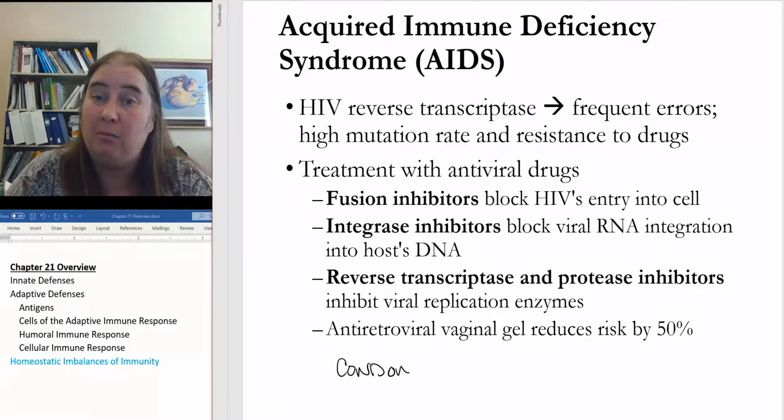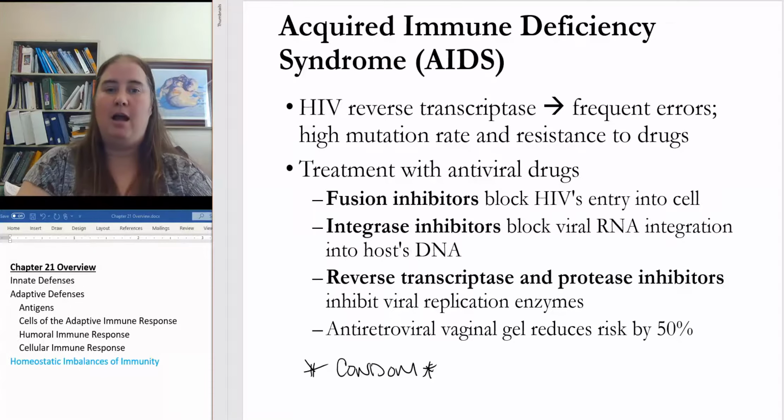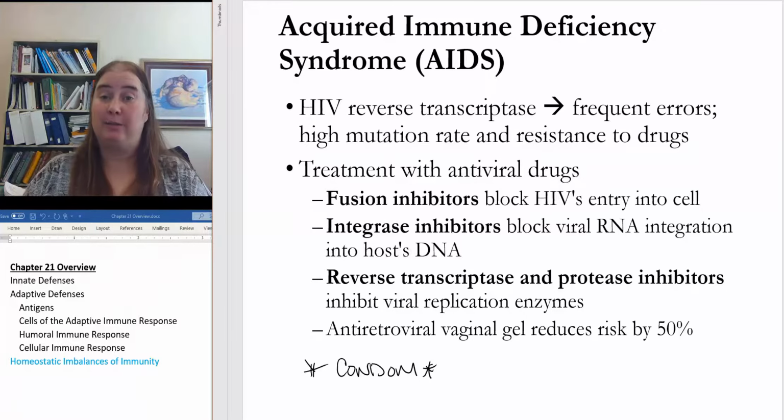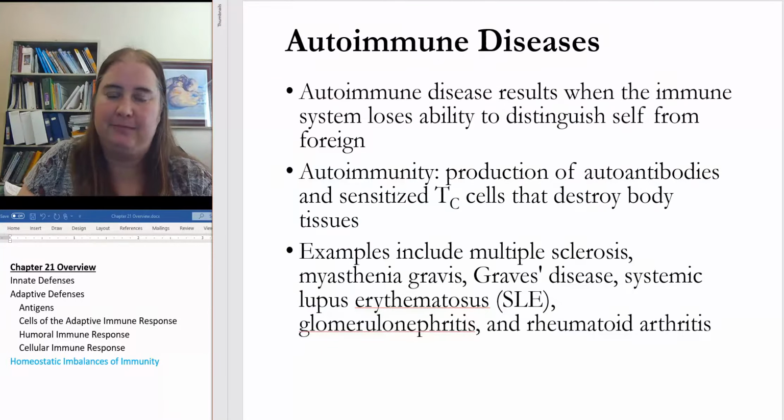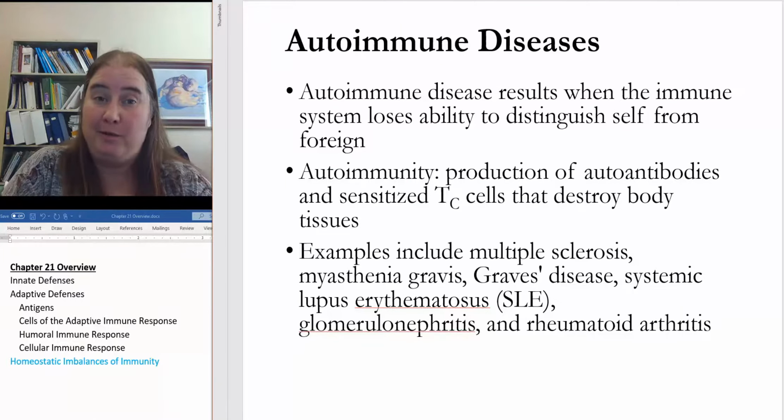A condom. That's the easiest way to protect yourself. Okay, on to our autoimmune diseases.